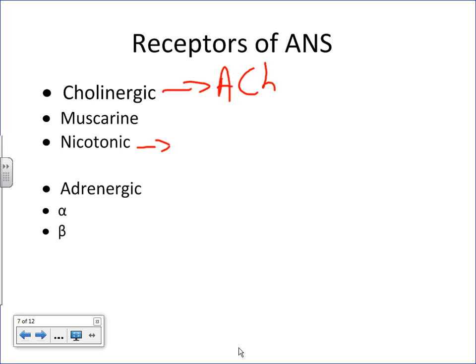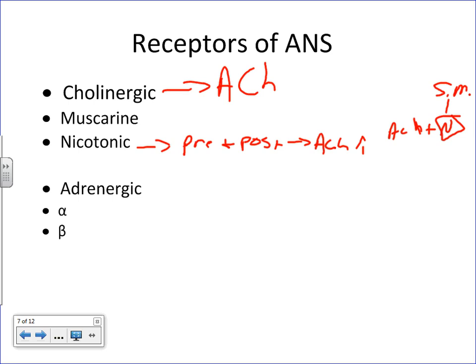You're going to find these receptors between the pre and postganglionic neurons, so essentially on the postganglionic receptors. And as a result, the action of acetylcholine on these nicotinic receptors is excitatory. And acetylcholine plus these nicotinic receptors on skeletal muscle is also excitatory.